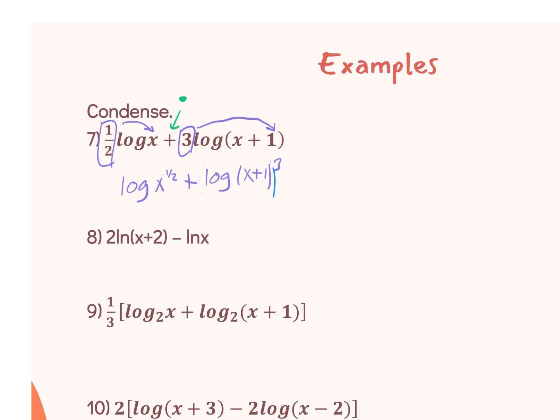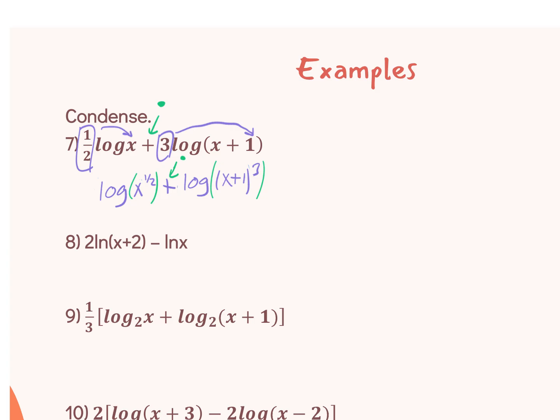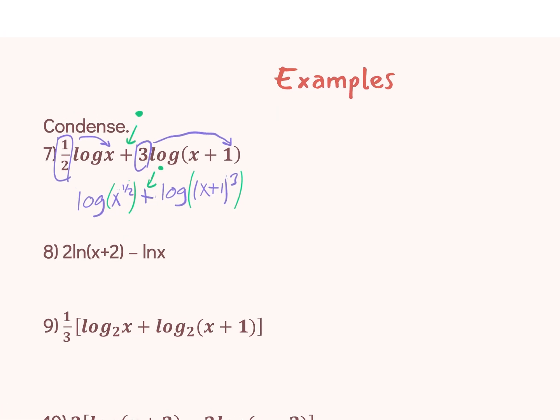All right, and then after you do your exponents, you can now take care of that plus in the middle. This plus is going to be a multiplication. I'm going to multiply whatever's on the inside of my logs. Also make sure to turn this 1/2 into a square root. Remember, anything to the 1/2 is the same as a square root. So this is going to equal log of the square root of x times x plus 1 to the third power.